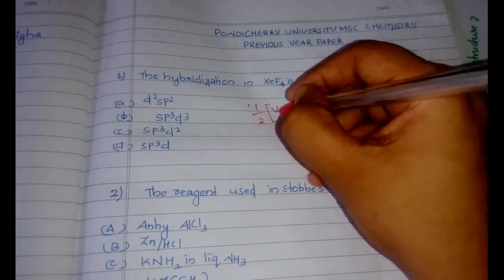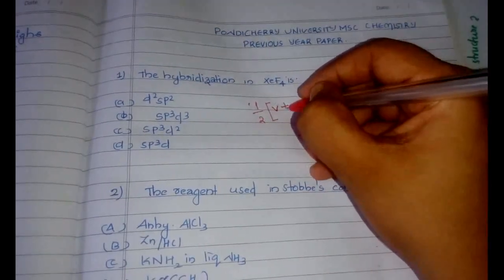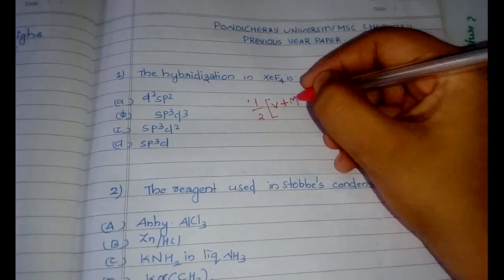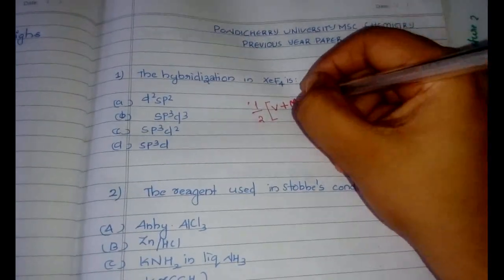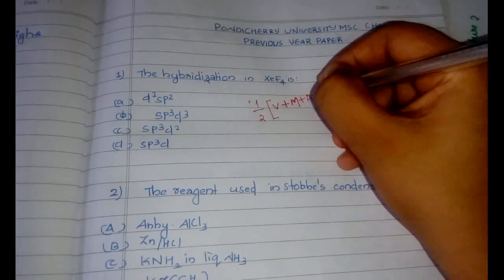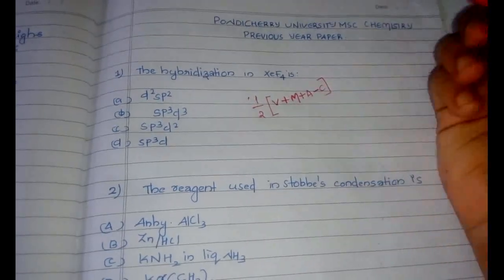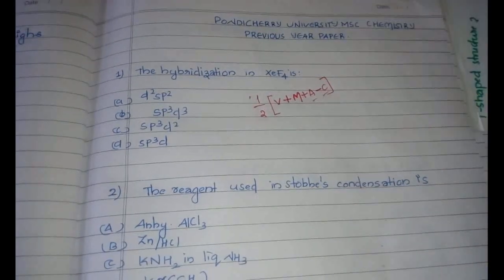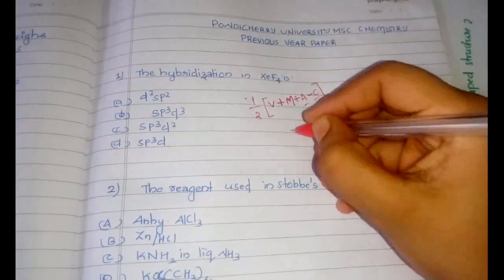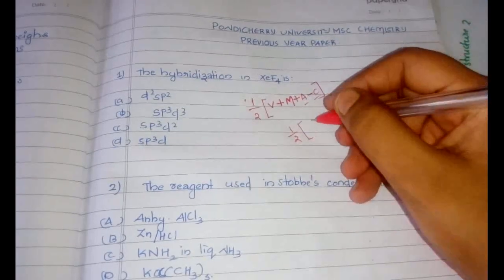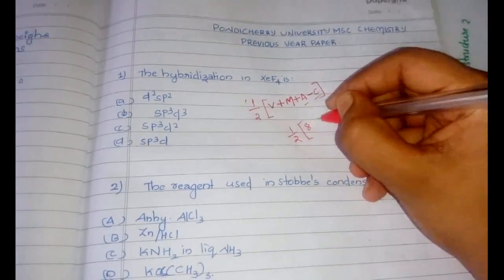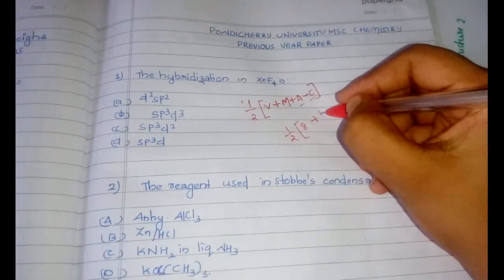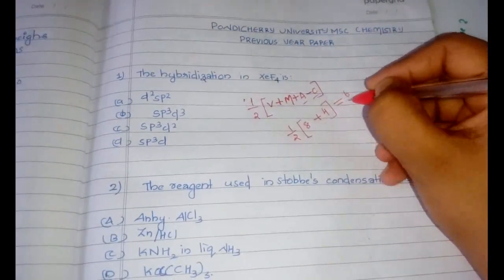Half into the number of valence electrons of the central metal atom V, plus the number of monovalent atoms, plus the charge of anion, minus the charge of cation. Here we do not have an anion or a cation. Therefore, we can directly write half into the valence electrons of xenon, which is 8, and fluorine is a monovalent atom, so it is 4. Therefore, we get the answer 6.